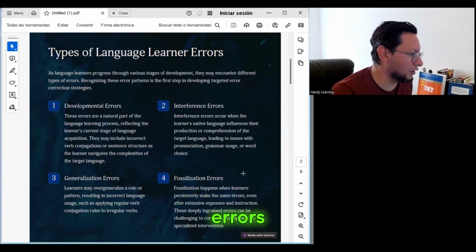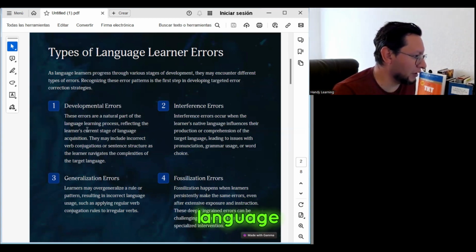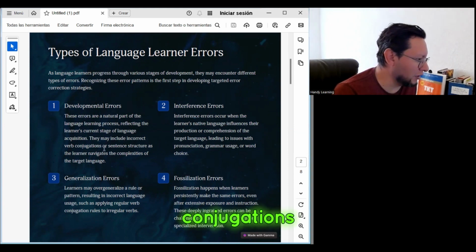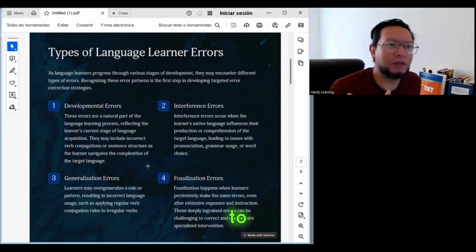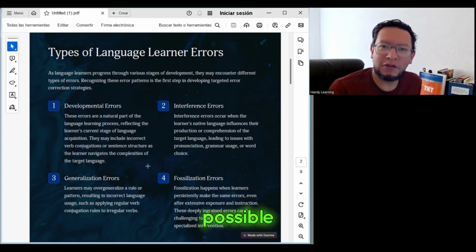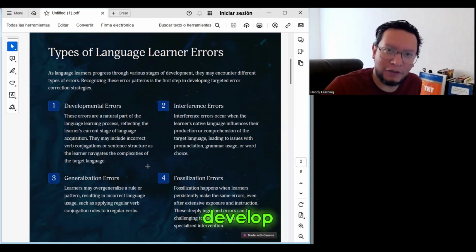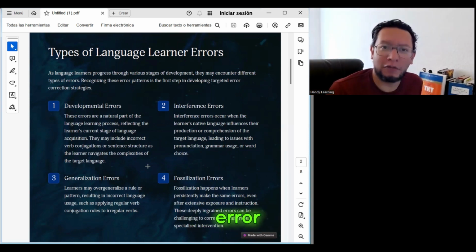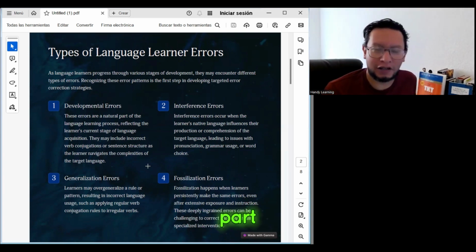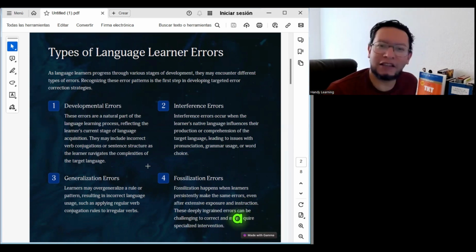We have developmental errors. It says these errors are a natural part of a language learning process, reflecting the learner's current stage of language acquisition. They may include incorrect verb conjugations or sentence structures as the learner navigates the complexities of a target language. For example, when we are learning the conjugation of the verbs, it is possible that we try to say the same with all the verbs. For example, if I say played, it's a verb in past, then I will say run, which is a verb, and I make it past. So I'm trying to develop the knowledge, and it becomes an error. But again, it comes out of ignorance. We don't know that part of the rules of a language in verbs. So that will be a developmental error.